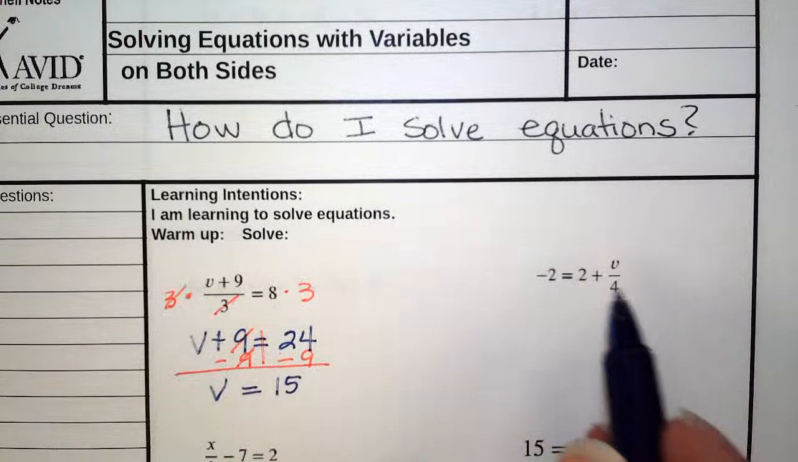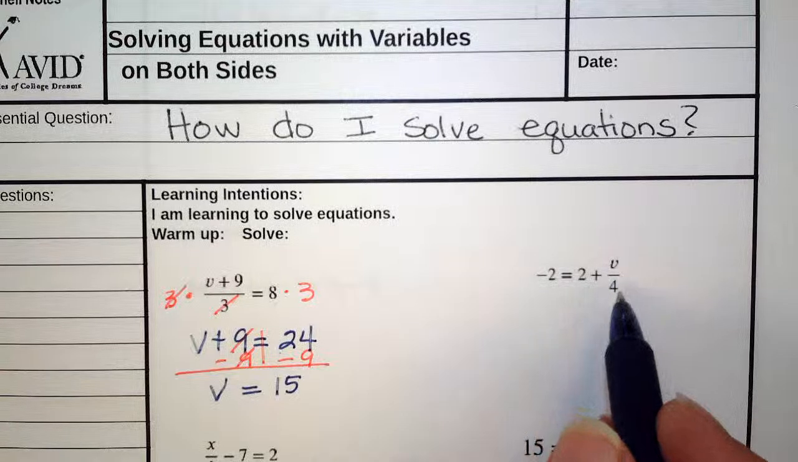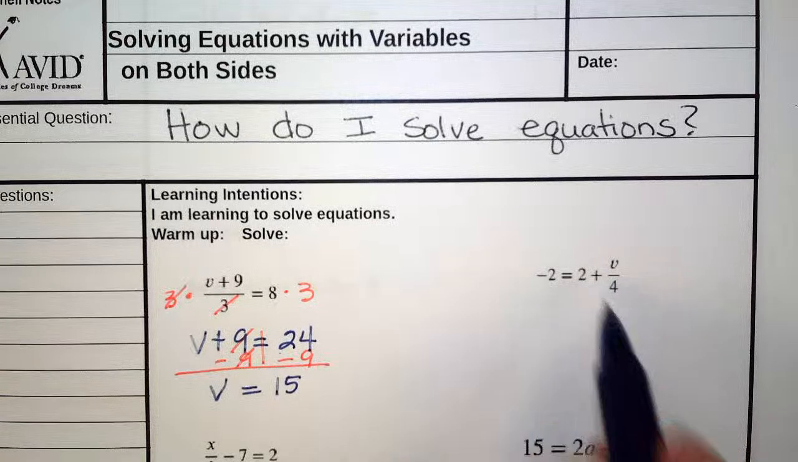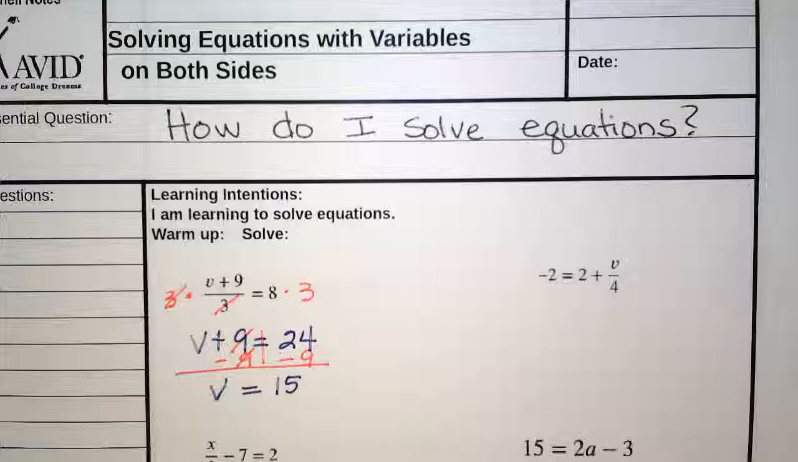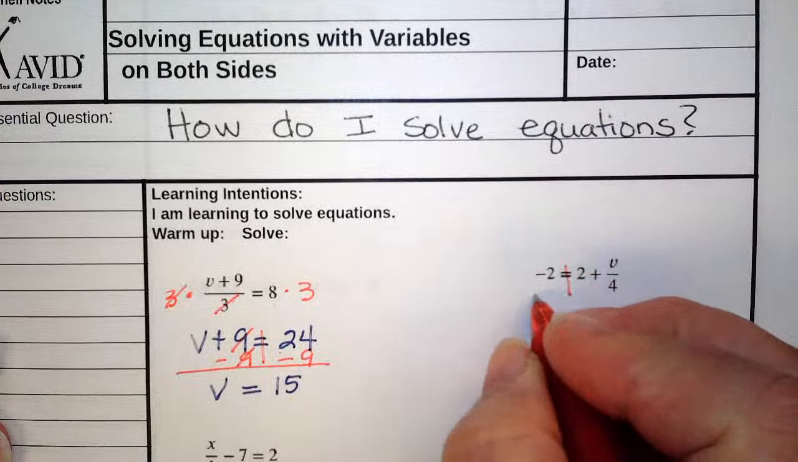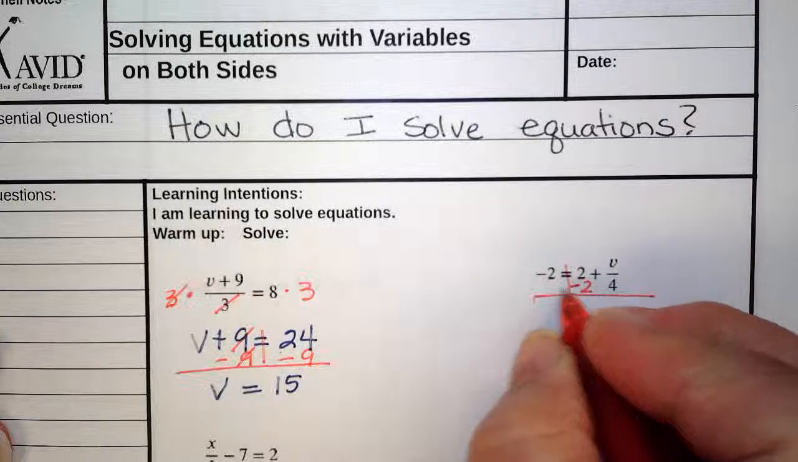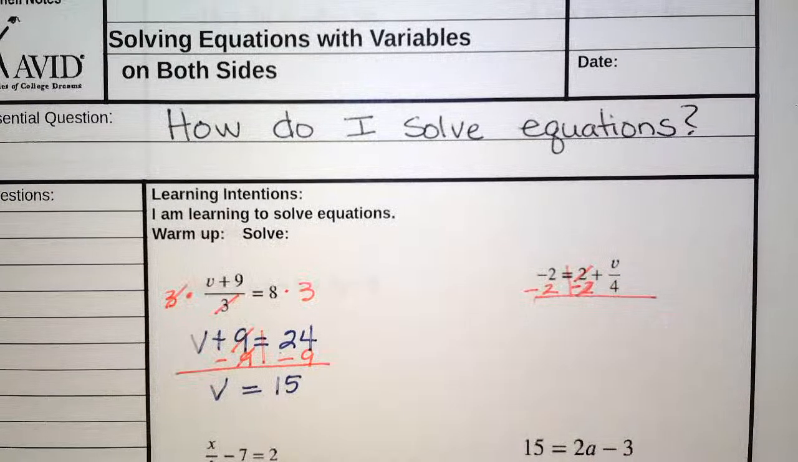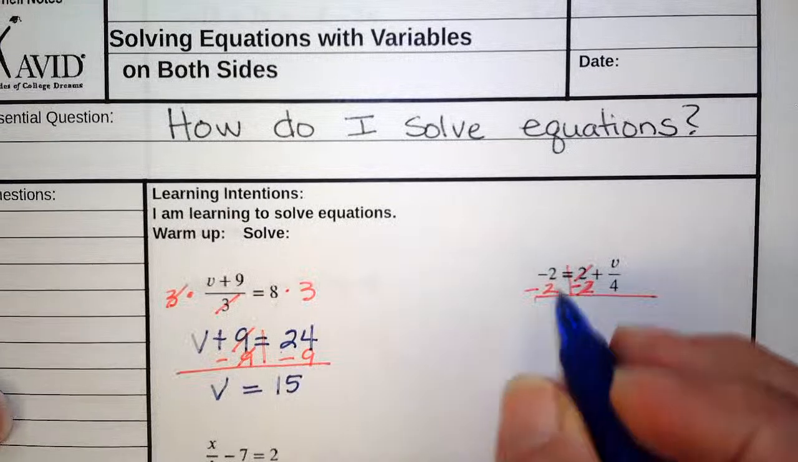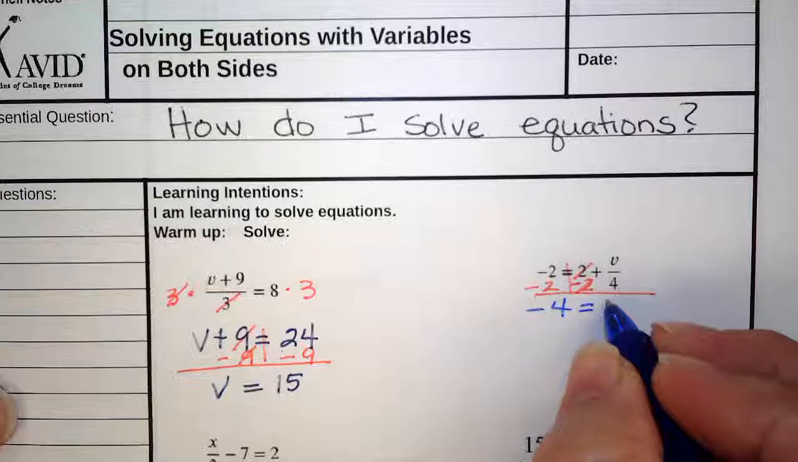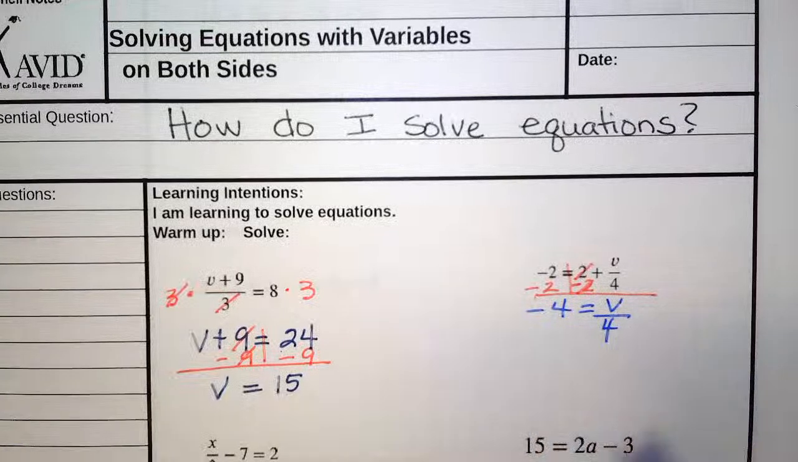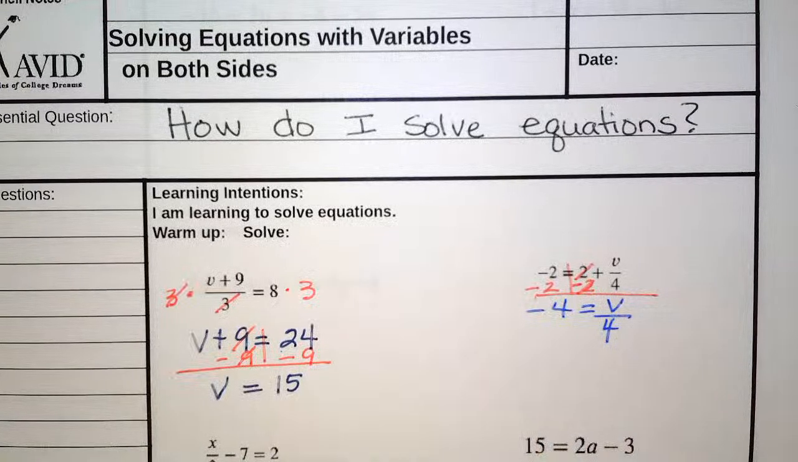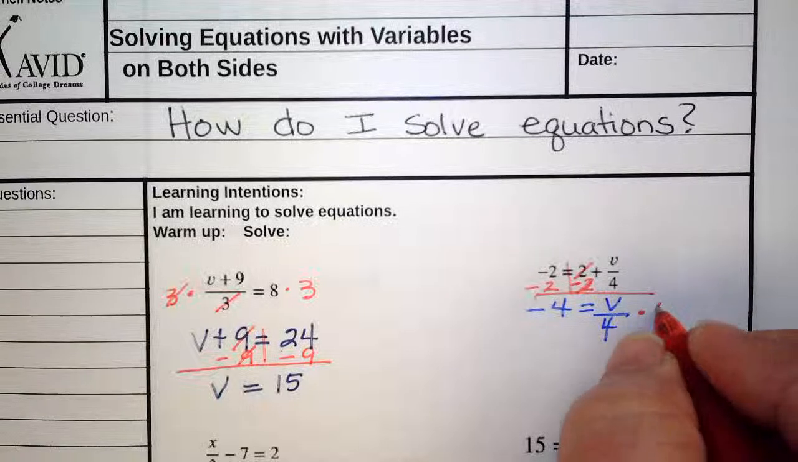For the next one, I've taken v, I have divided by 4, and then I have added 2. What was the last thing I did? Add 2. How do I undo adding 2? By subtracting 2. Negative 4 is equal to v divided by 4. I have divided by 4. How do I undo? You multiply by 4.